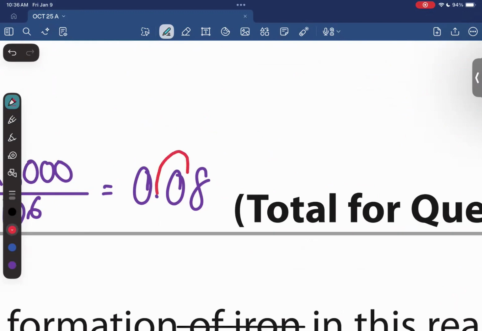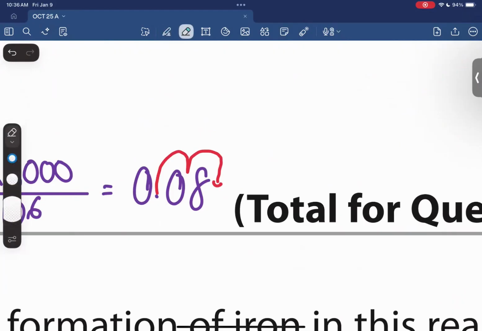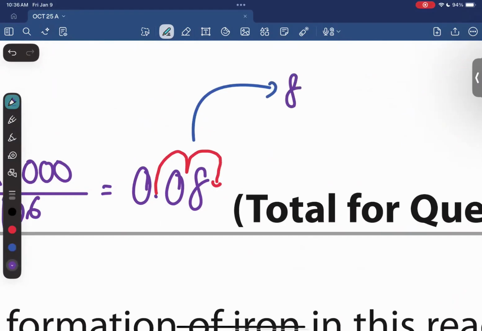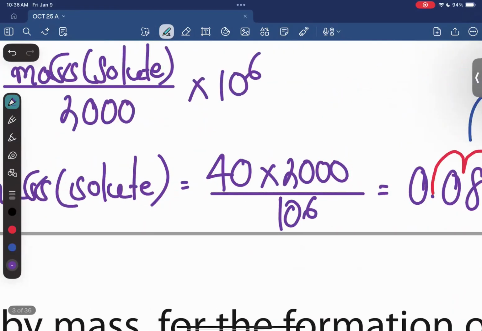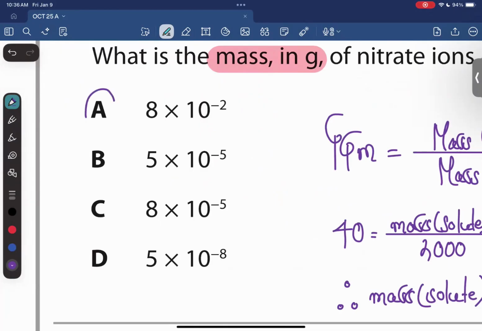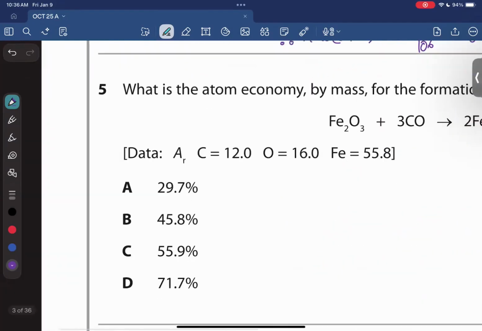So this thing would basically mean that the answer of this is 8 into 10 to the power minus 2. So A should be the answer for this question. I hope you all are clear with this, okay? So moving on to question number 5.